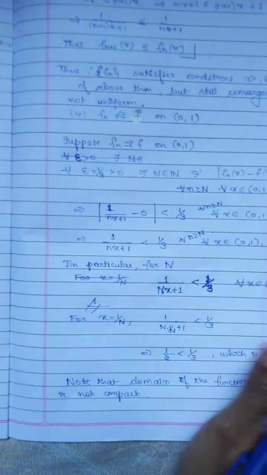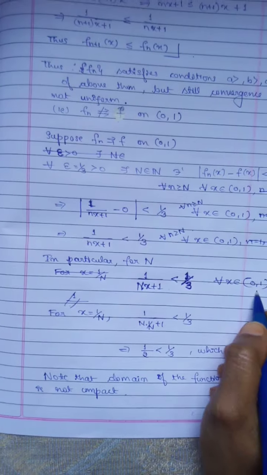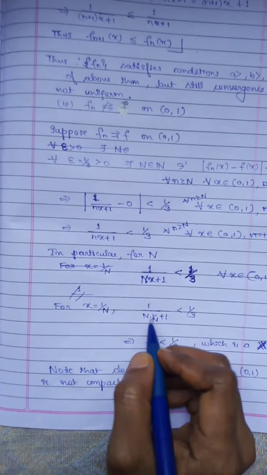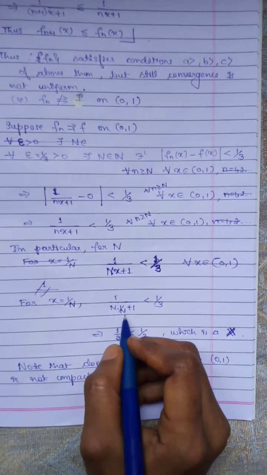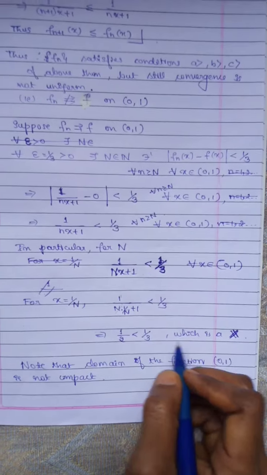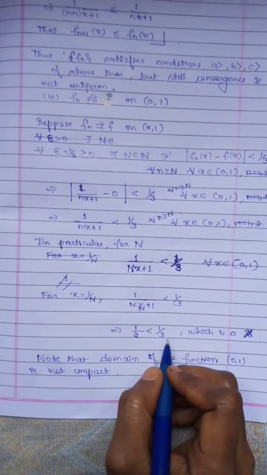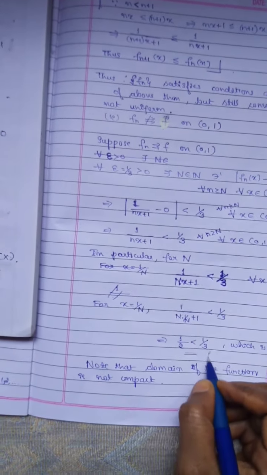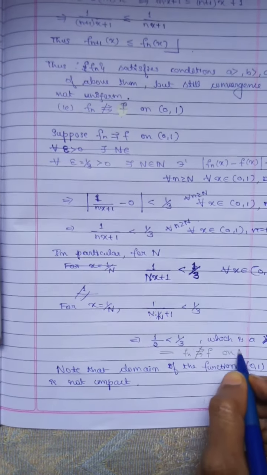In particular, for n equal to N, 1 by Nx plus 1 is less than 1 by 3 for any x belongs to 0 to 1. Let x equal to 1 by N, then 1 by (N into 1 by N plus 1), which is less than 1 by 3. Here N cancels, 1 plus 1 is 2, so 1 by 2 is less than 1 by 3, which is a contradiction because 1 by 2 is greater than 1 by 3. Therefore, fn does not converge uniformly to f on the open interval 0 to 1.